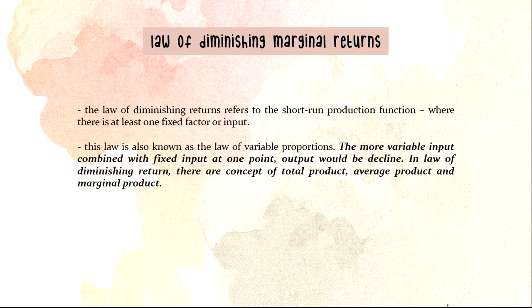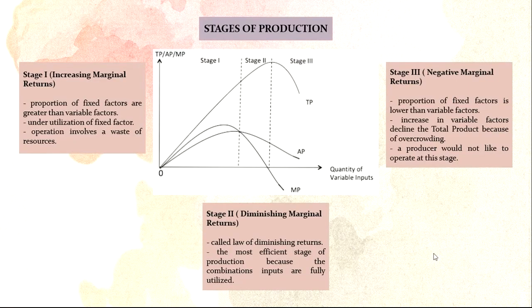So we move to the stages of production. Usually, if we want to draw this diagram, we don't need a scale, so we just sketch it. How do we know if the marginal returns is increasing, diminishing, or negative? So we look at the marginal product. If marginal product increases, we call it increasing marginal returns.